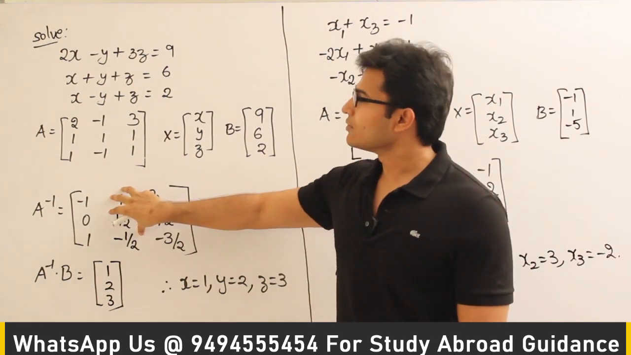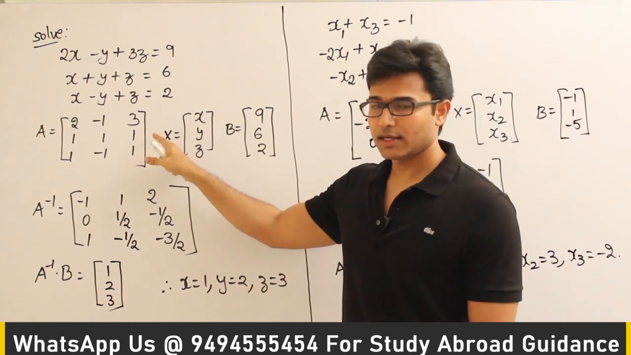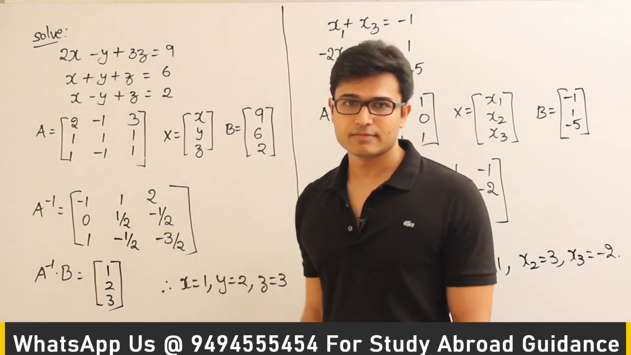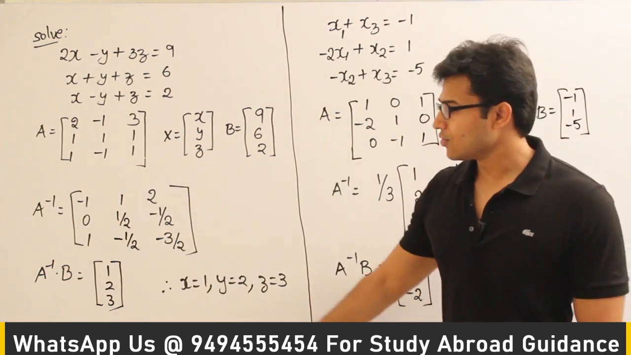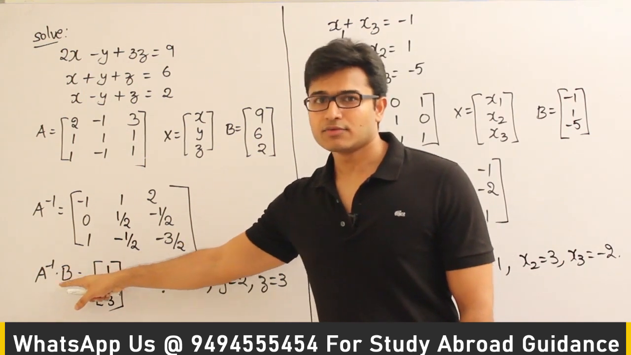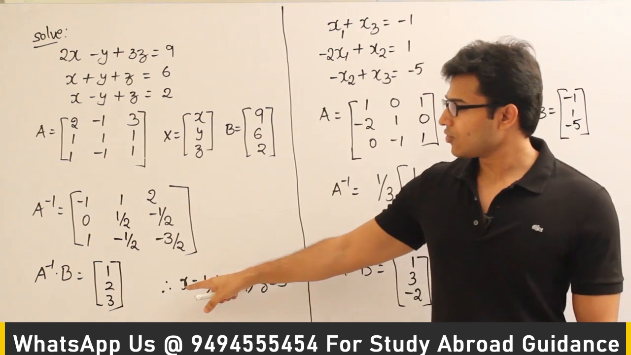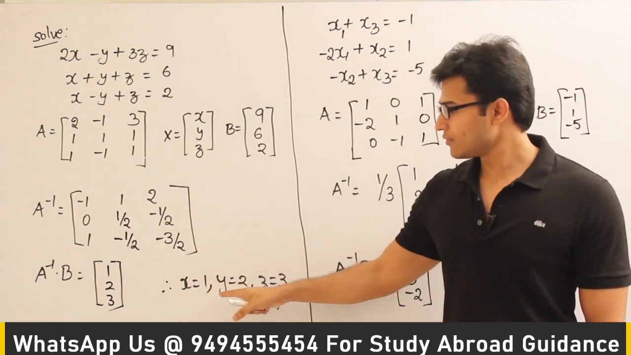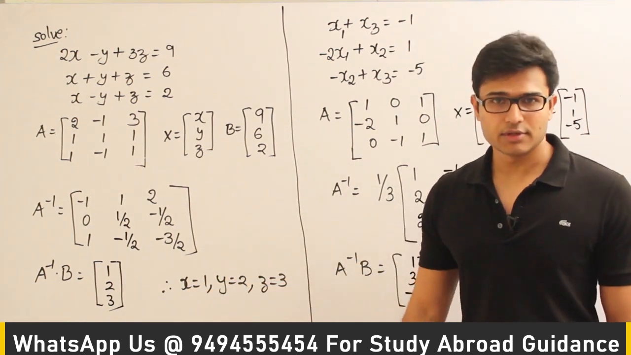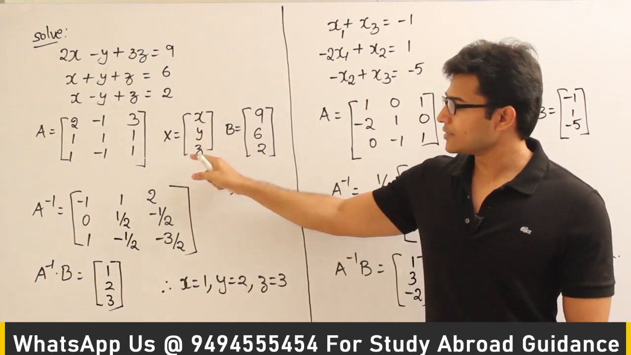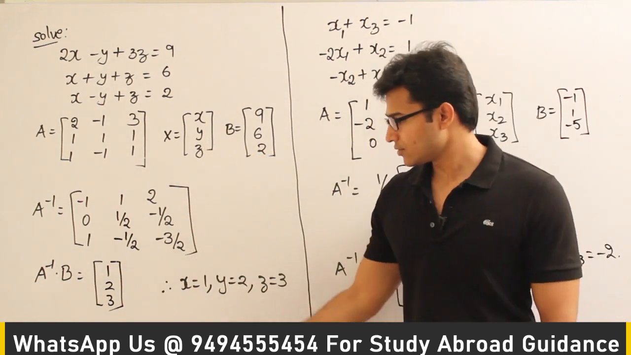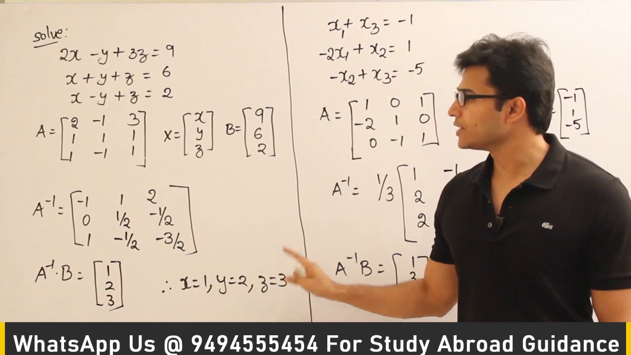So once I get the A inverse, how can I find x? X equals A inverse times B. We have just seen that. So I am just multiplying A inverse with B, and this is what I got: 1, 2, 3, right? Therefore, what can we say? Since the matrix of x, y, z equals 1, 2, 3, x equals 1, y equals 2, and z equals 3.